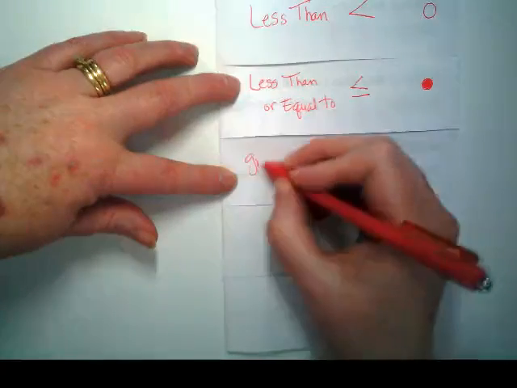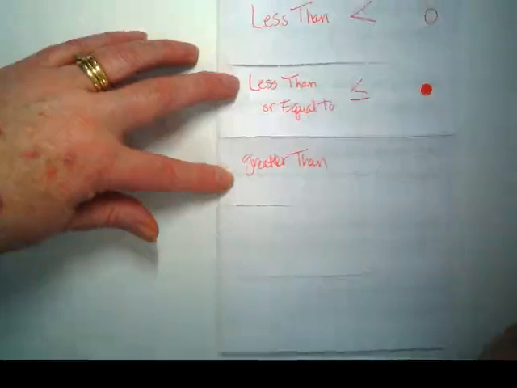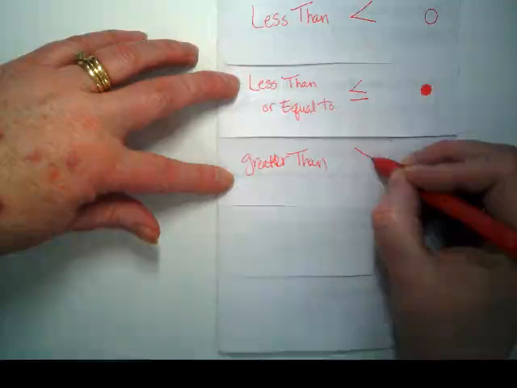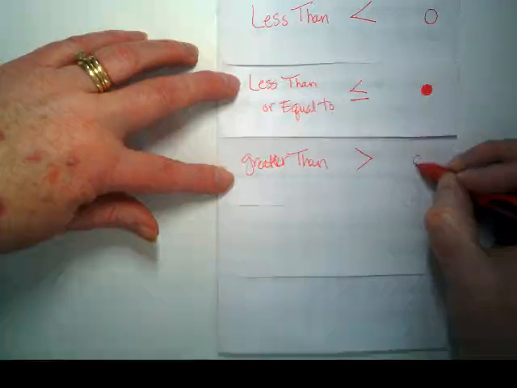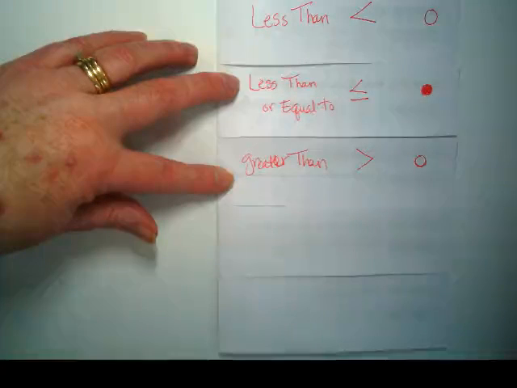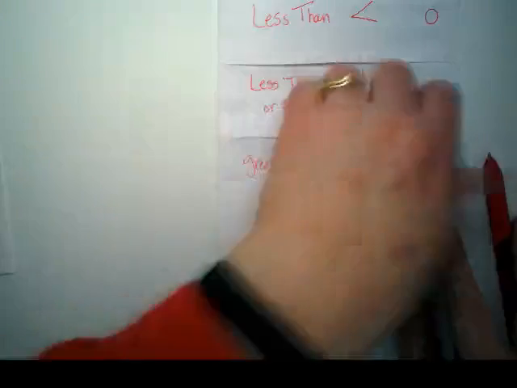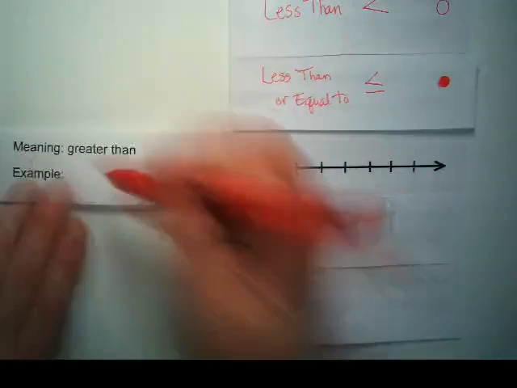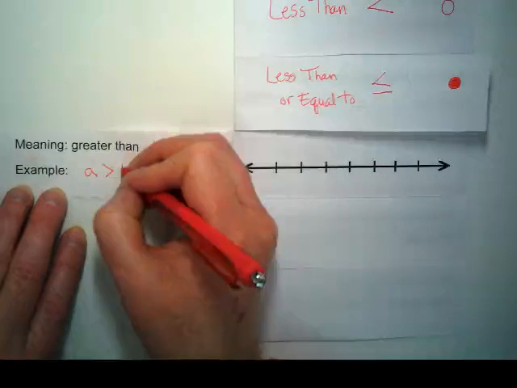We're going to close that flap and we're going to move on to greater than. Greater than symbol looks like an arrow pointing to the right. When we have a circle on the number line, it's going to be open. We're going to open up and we're going to use a different variable. Instead of x, we're going to use a. a is greater than 5.